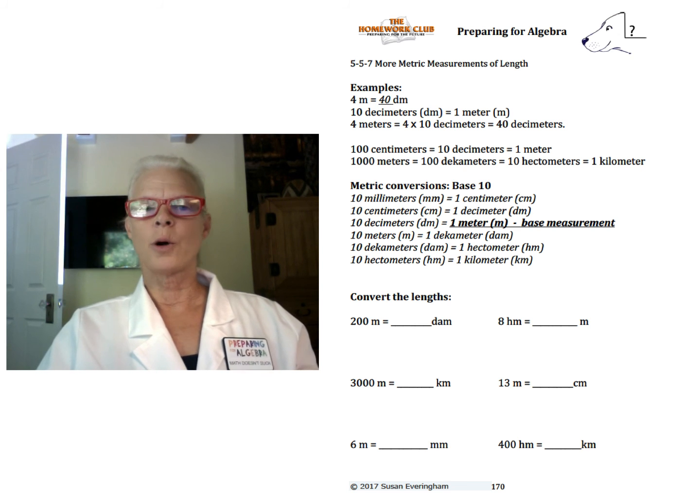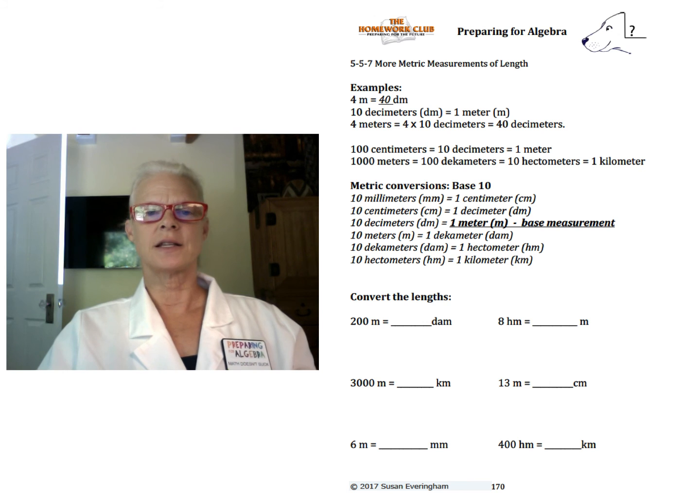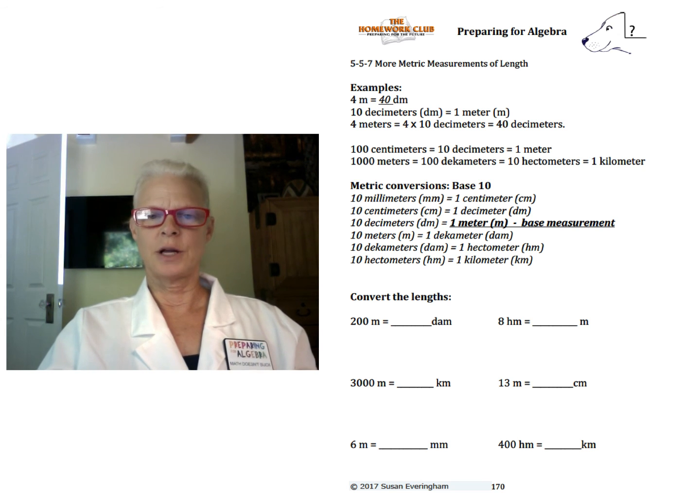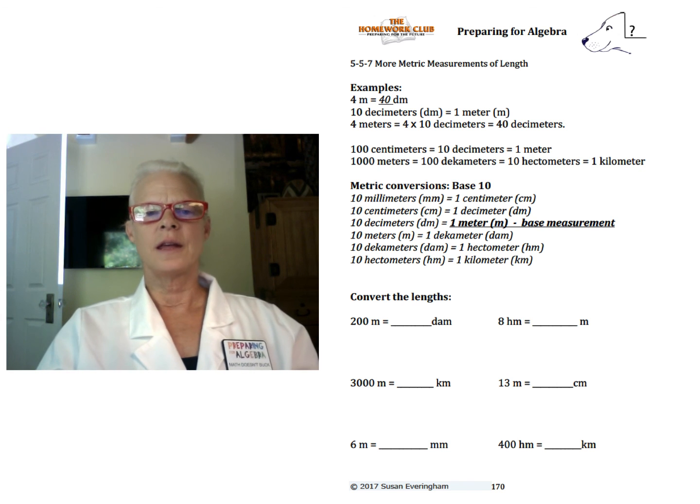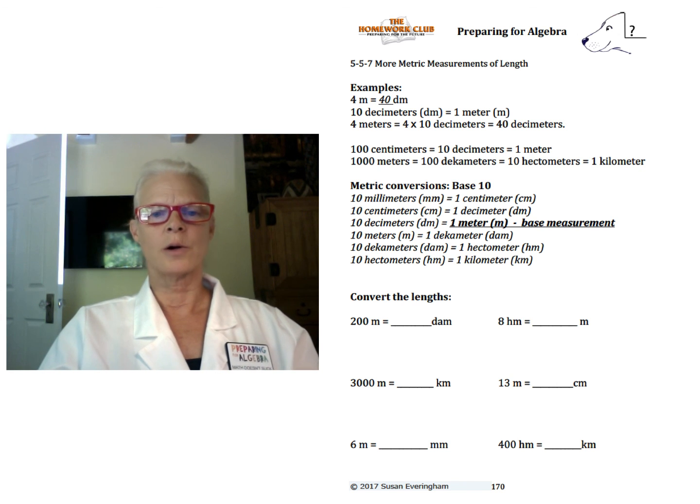170. More metric measurements of length. Now the lengths in metrics, as discussed before, are centimeters, decimeters, meters, decameters, hectometers, and kilometers. Now meter is a base measurement, so everything kind of stems from there and goes up and down depending on where the conversions are going, either smaller or larger. I want you to convert the lengths.